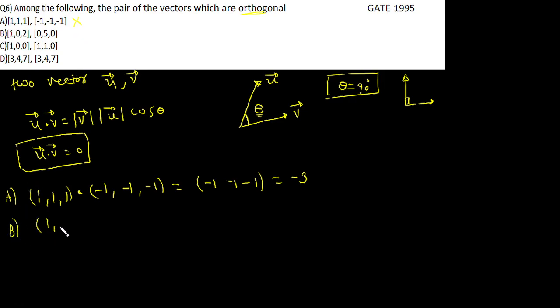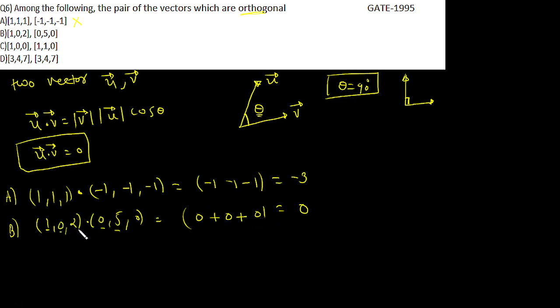Option B has the entry 1, 0, 2. We have to take the dot product of this with 0, 5, 0. Now let's do it. Here we have to multiply this 1 with this 0, and we are getting 0. And we have to make it a plus sign here, and multiply this 0 with plus 5. Again we are getting 0. Again we have to add the last entry, which is 2 multiplied with 0. Again we get 0. So the sum of these three 0s will again be 0.